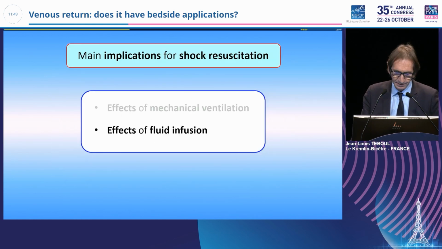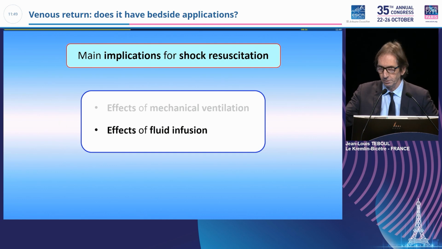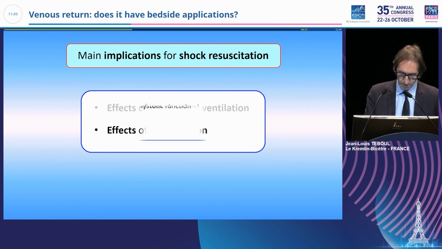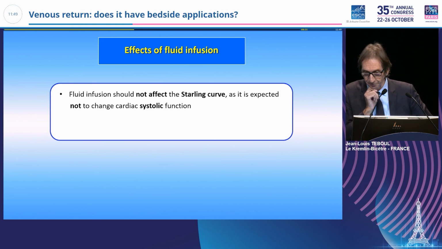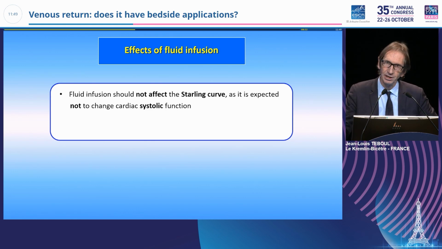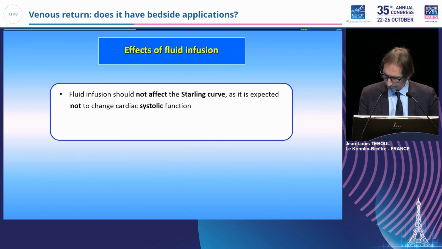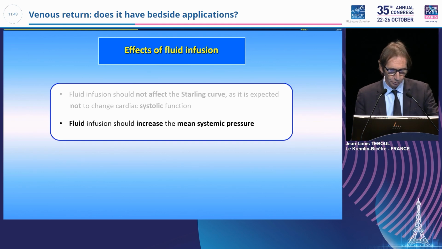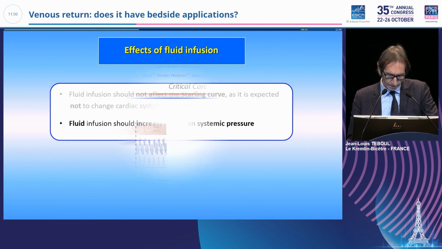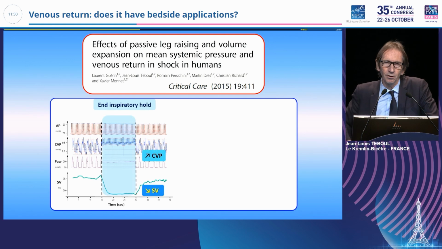Let's go to the effects of fluid infusion, which is a usual treatment of patients with shock. Normally, fluid infusion should not affect the Starling curve, as it is expected not to change the cardiac systolic function. This is physiology. But fluid infusion should increase the mean systemic pressure. And in this paper with Laurent Guérin and Xavier Monnet in our unit some years ago, we tried to estimate the mean systemic pressure before and after fluid infusion.